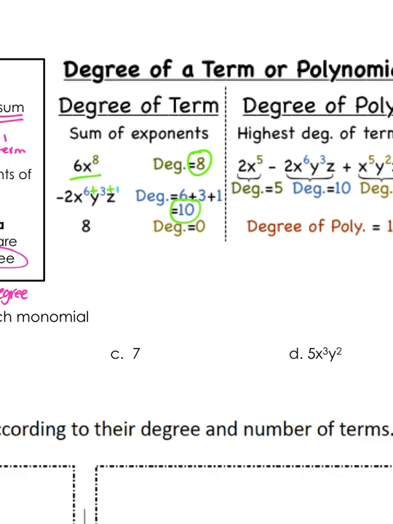And then for a constant, my degree is always 0, because you can think of this as having x to the 0, and anything to the 0 power is 1.